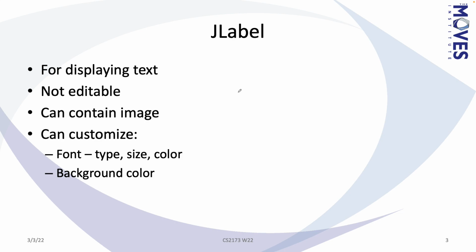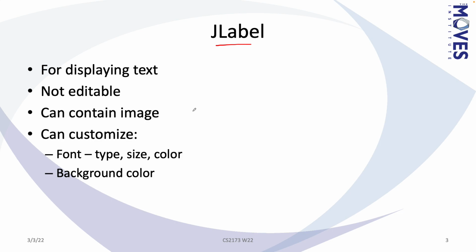We're going to look at JLabel. Okay, so what is a JLabel? A label is just simply some text that you display. So if you want to just give some text that you want the user to read but can't do anything with, then use a JLabel. So it's for displaying text. It's not editable by the user, although it is editable programmatically. We'll see some examples of that. In other words, the program can change the text in the label, but the user can't.